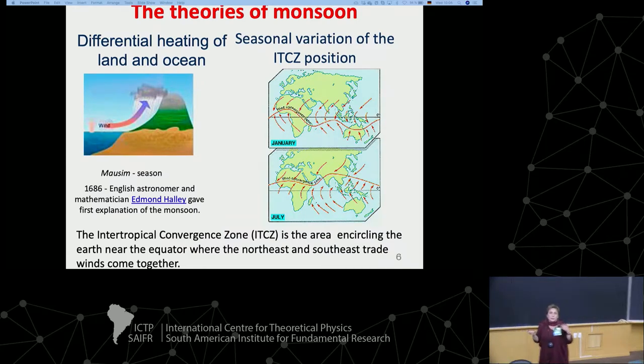Let me give you a little bit of information about the physics of the process. Monsoon is the result of differential heating between water and land. Land heats faster and stronger. This is why moisture comes from ocean to land. And in the winter, it's just in the opposite order. Land becomes very cold very fast, and then the wind changes direction. This is the theory of Edmund Halley, and it is true and working in every area where the monsoon exists.